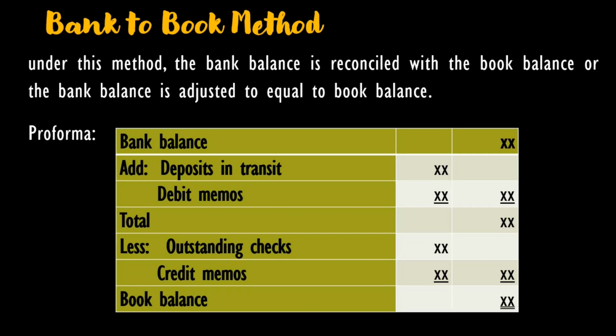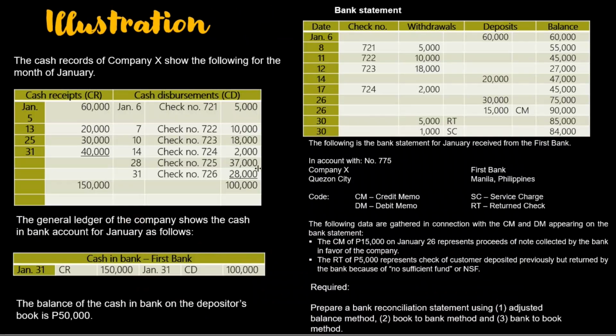Okay, so just to sum up our discussion, mas maganda kung meron tayong illustration. So, this illustration here is for the records of company X. So, we have here the cash records. So, ito yung record ng company. Ito yung mga specific cash receipts and cash disbursements. And then, ito yung summary na ng cash ledger ni company X.